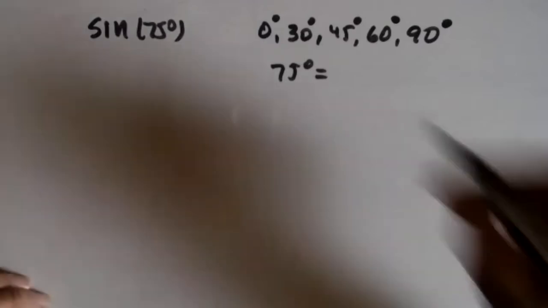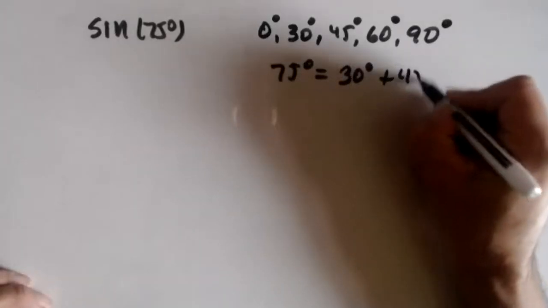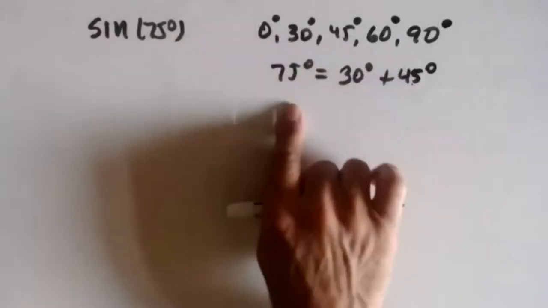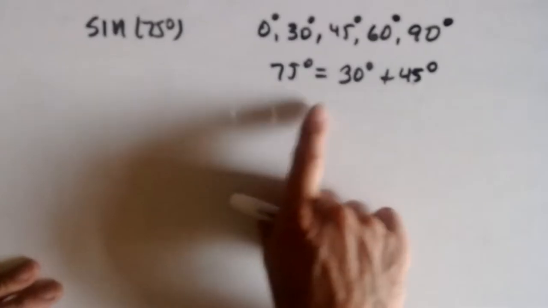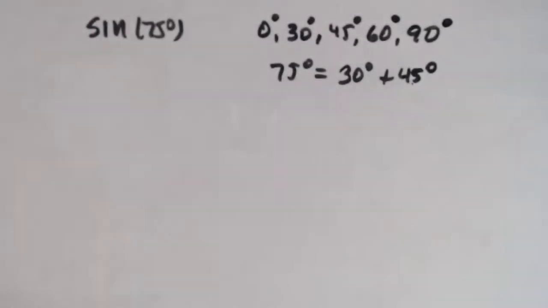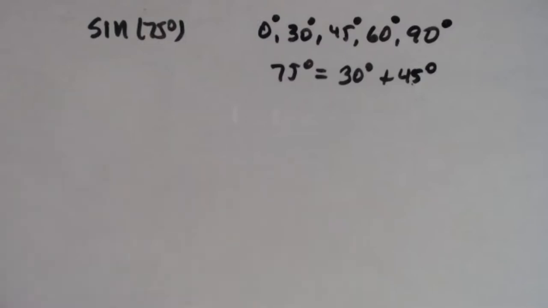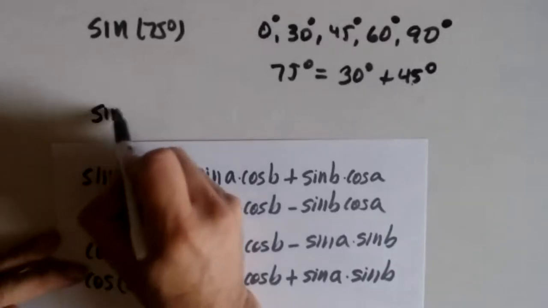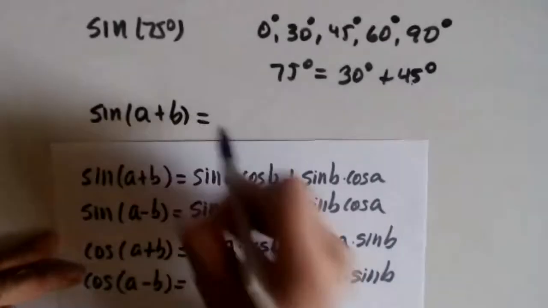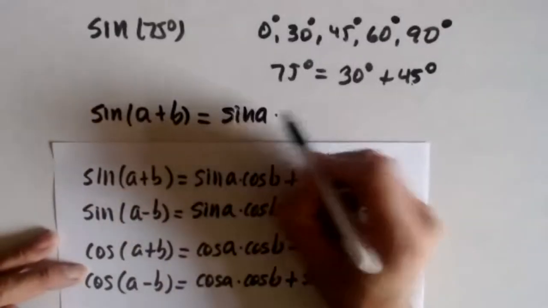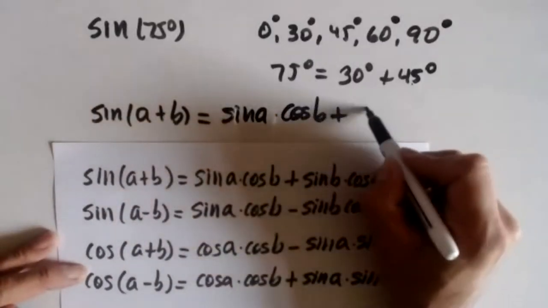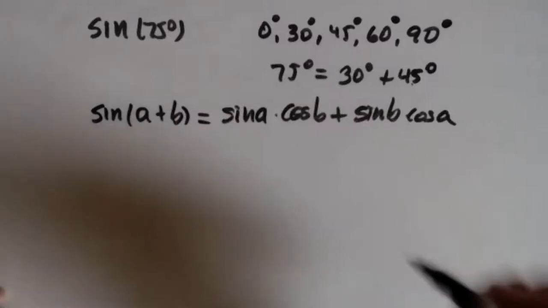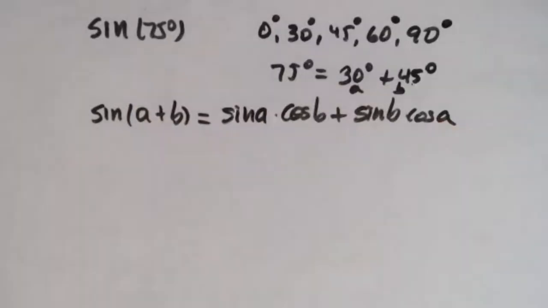30 and 45. Yes, I get 30 degrees plus 45 degrees, correct? I don't know the sine of 75, but I know the sine of 30 and I know the sine of 45. So if I use the formulas, I'm going to write it right here. This is sine of A plus B equals sine of A cosine of B plus sine of B cosine of A. So I'm going to assume that this is A and this is B, right?